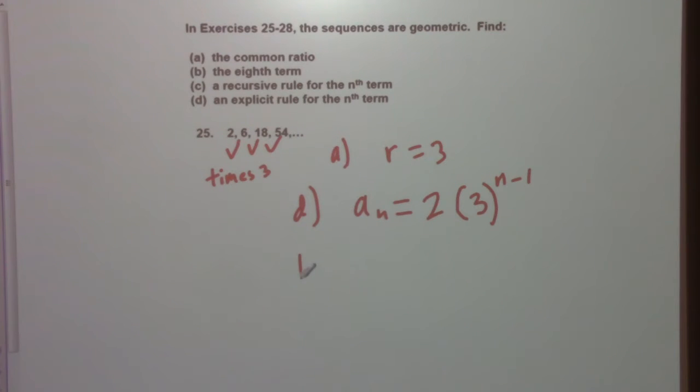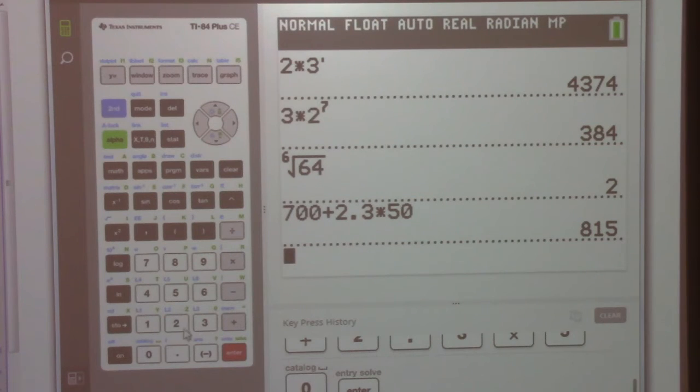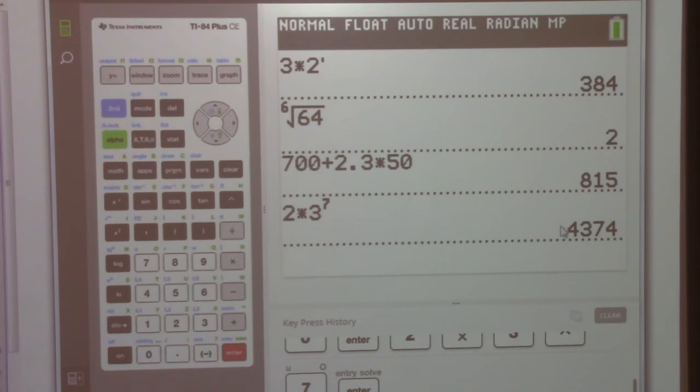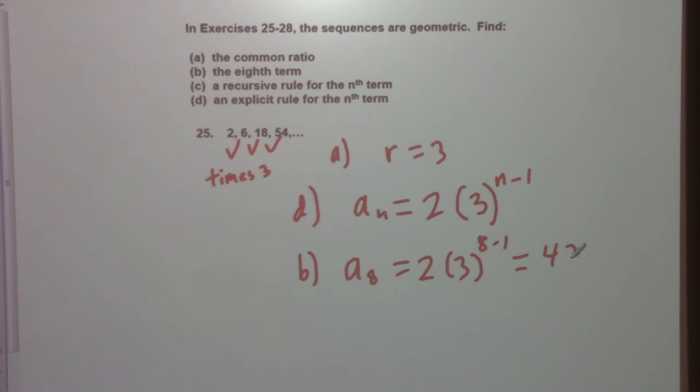And now for part B, it says we're looking for the 8th term. In this case, a sub 8 is equal to 2 times 3 to the power of 8 minus 1, which is to the power of 7. So it'll be 2 times 3 to the power of 7. So 2 times 3 to the power of 7, we get 4374, thank you.